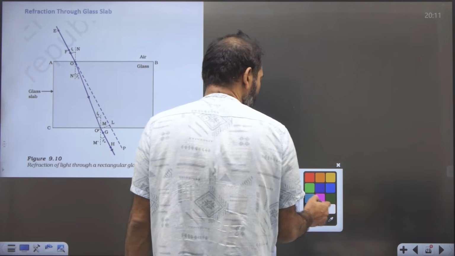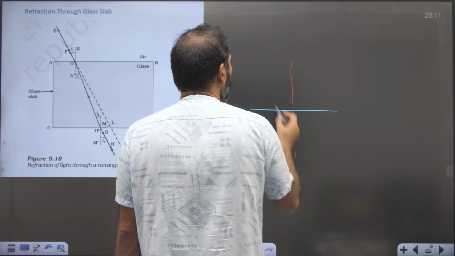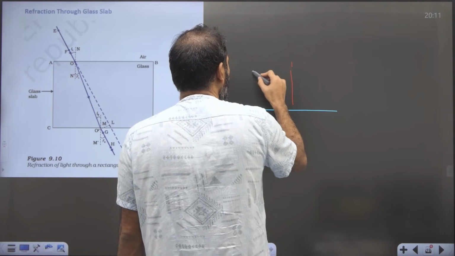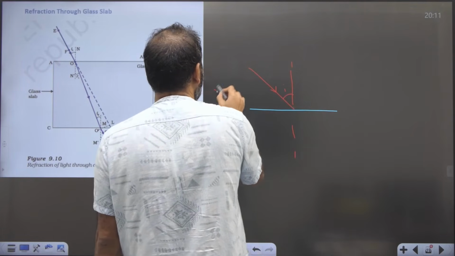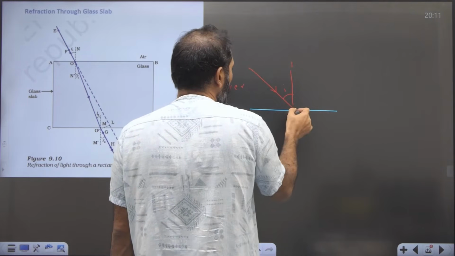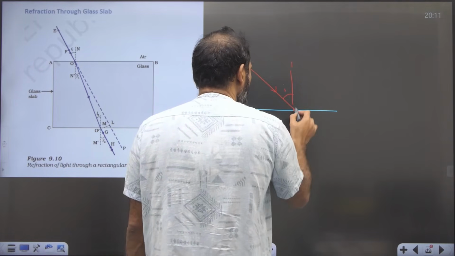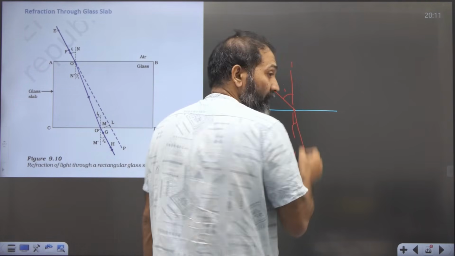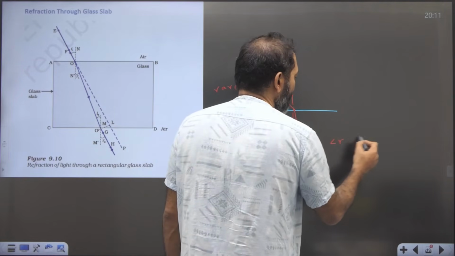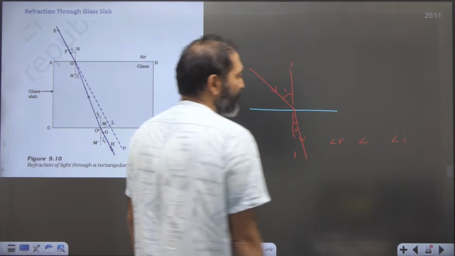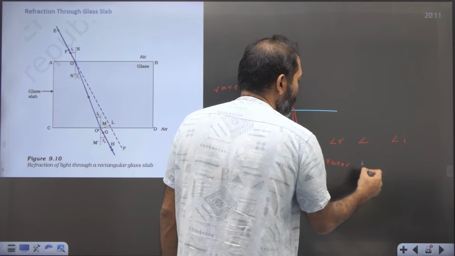I will draw a simple figure. Again, medium separation, normal. See, this is the rarer medium. So the light ray is coming from rarer to denser. See what happens? The light ray bends towards the normal. So here what happens? Angle of refraction is lesser than angle of incidence. Under what case? When a light ray travels from rarer to denser.